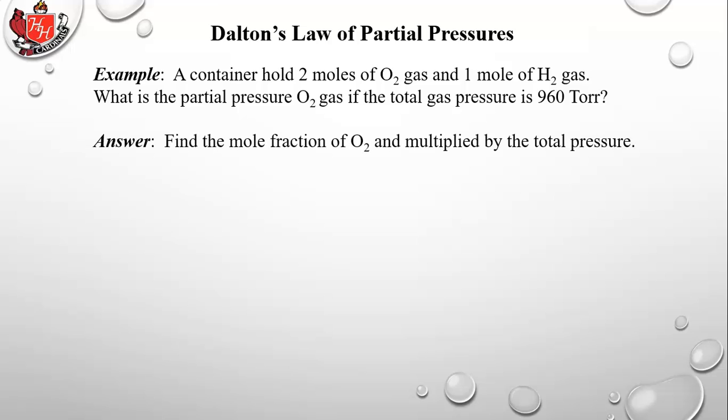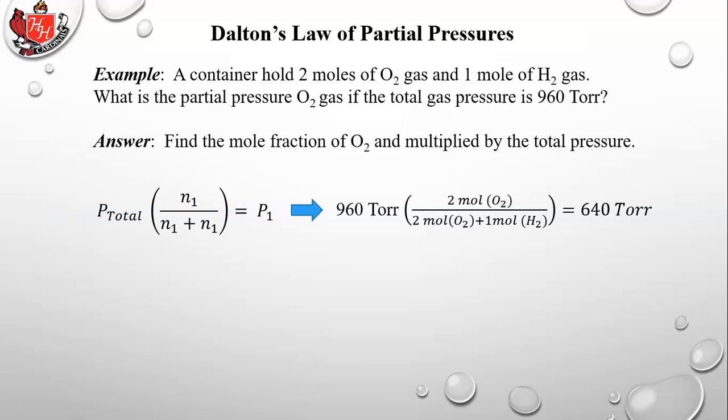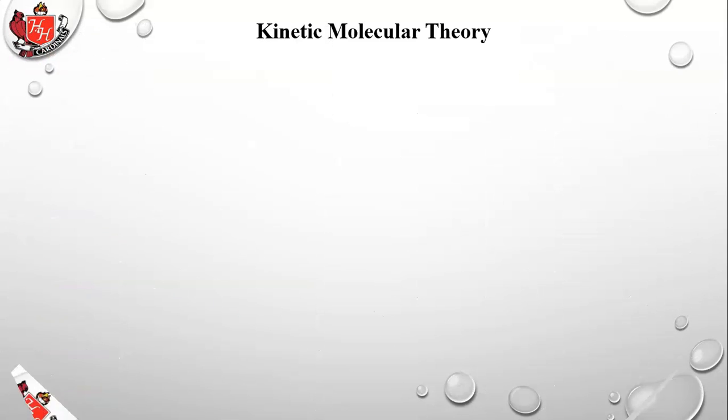So answer: find the mole fraction of O2 and multiply by the total pressure. We're saying that gas number 1 is the oxygen. So it's the total pressure times the fraction that is oxygen. That's 960 torr, the total pressure. We said that 2 of the moles were oxygen, and the total number of moles in the entire container is the 2 moles of oxygen plus the 1 mole of hydrogen. So 2 plus 1 is 3. So the fraction is going to be 2 over 3, or 2/3. 2/3 times 960 equals 640 torr. So that's how you would calculate a partial pressure.